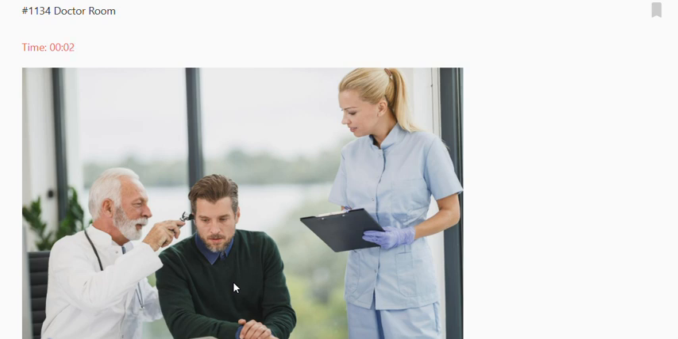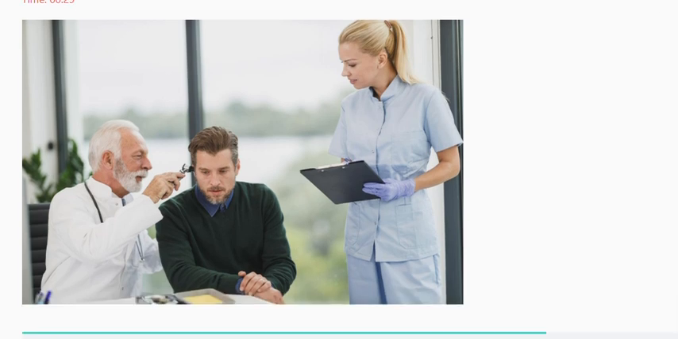The image in front of me shows a doctor room with a patient, a doctor, and a nurse. From the image, I can see that the doctor is examining the patient for ear infection. Also, I can see that the nurse is taking notes about the examination and the results.